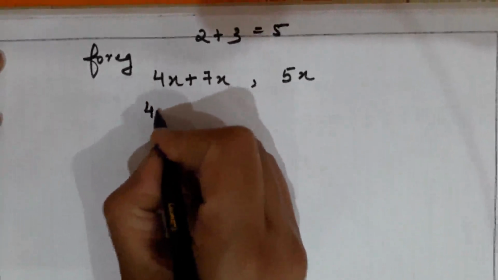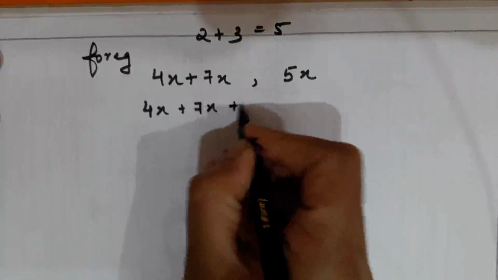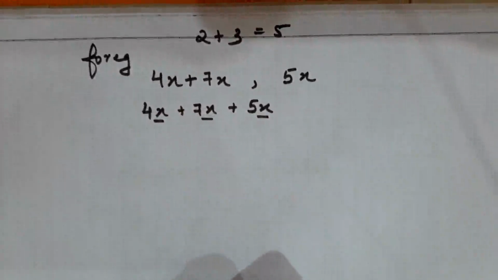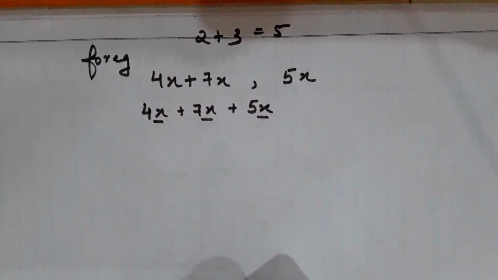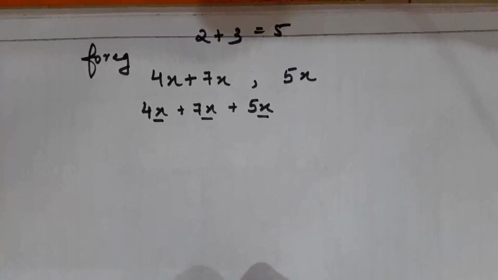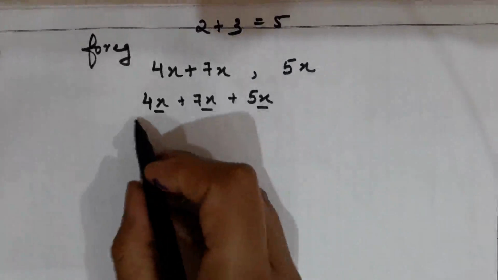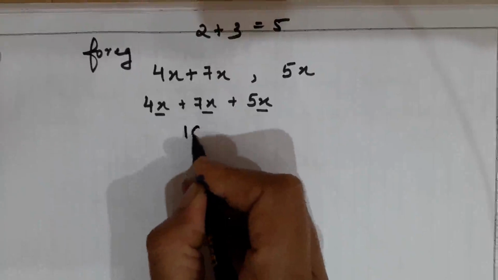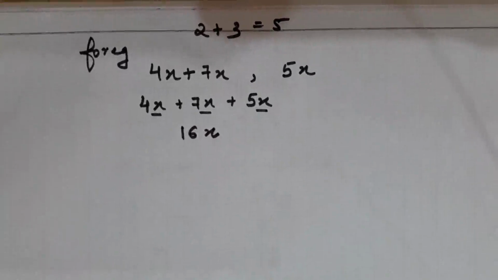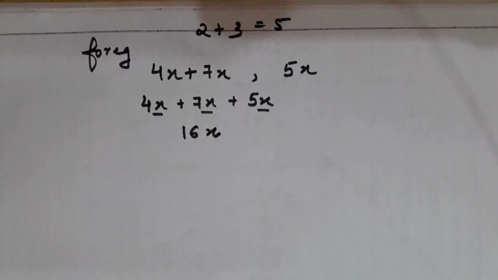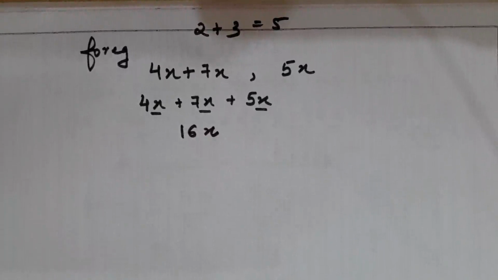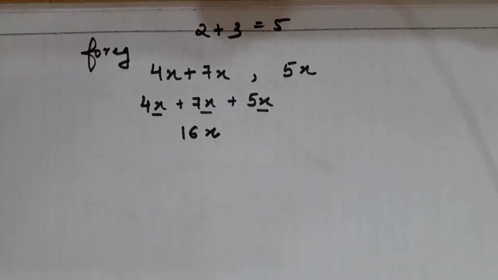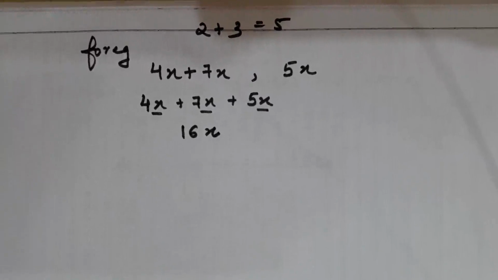So 4x plus 7x plus 5x all have the x variable, so they belong to the like terms. So we can easily add the numeric values of all the like terms. 4 plus 7 is 11, 11 plus 5 is 16. So you will get 16x. So in an algebraic expression, addition and subtraction can only happen when they have like terms. In unlike terms, we are not able to do such things.